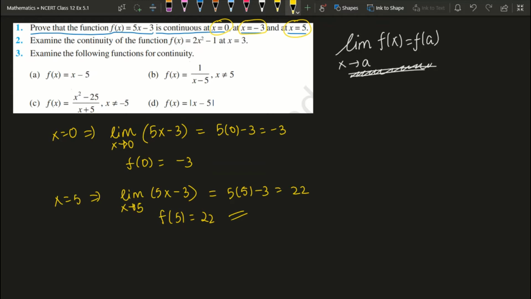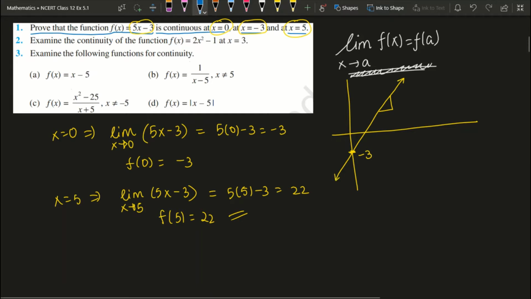One more thing I want to point out is that 5x minus 3 is a straight line. If you draw the graph, it would look something like this. There would be minus 3 here, and this graph would have a slope of 5. A straight line is always continuous; there are no breaks in a straight line. So let's move on to problem number 2.